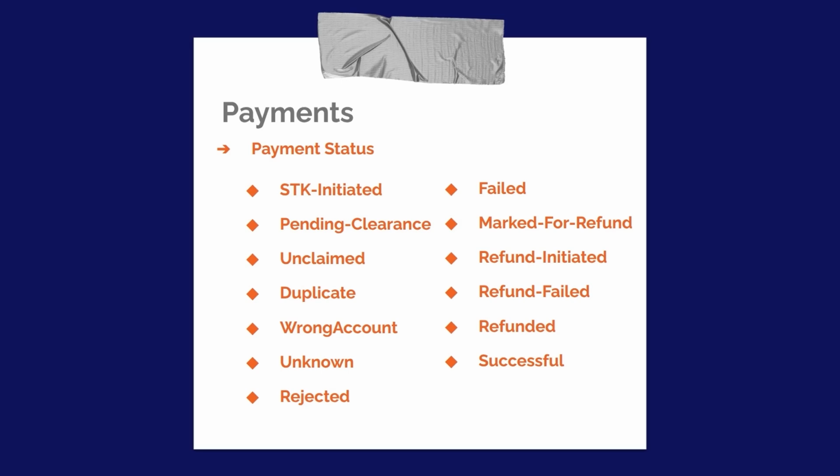The next one is pending clearance. This one is something you probably reserve for banking. You might post a check there, it's not cleared. You might want to come back and clear that. And once you do clear it, it becomes unclaimed. It becomes the usable payment in the system.